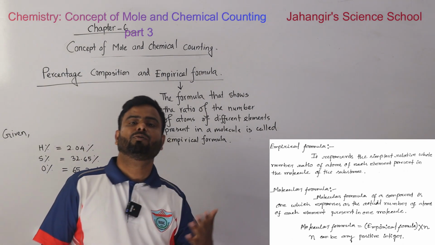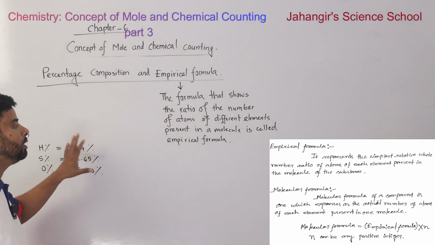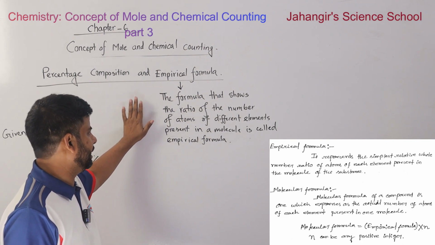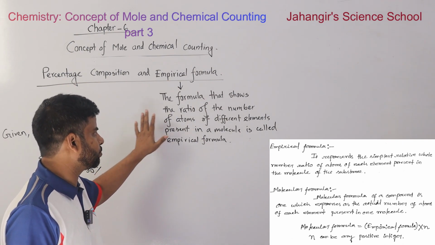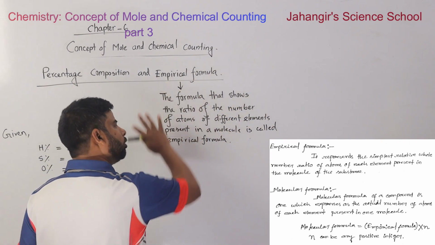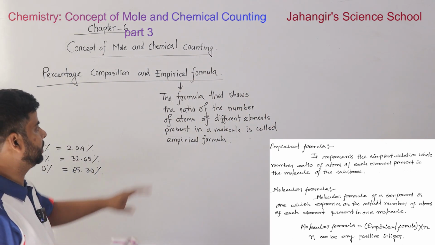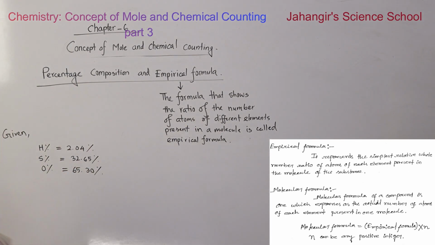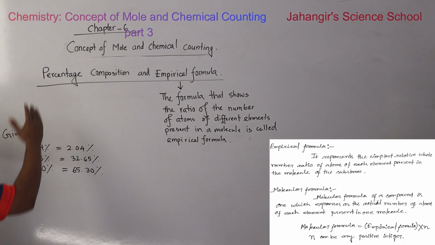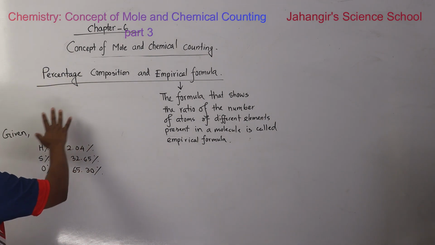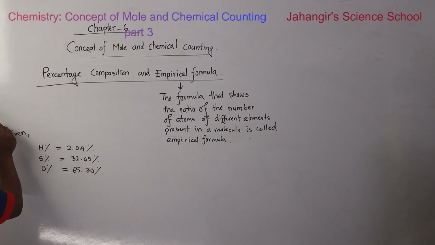There is another type of formula, the molecular formula. The molecular formula shows the exact number of atoms of different elements present in the molecule. But the empirical formula only shows the smallest ratio of the number of atoms of different elements present in a molecule. How can we find the empirical formula from percentage composition?